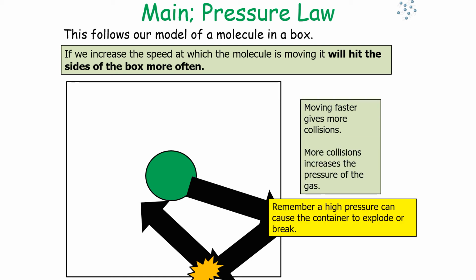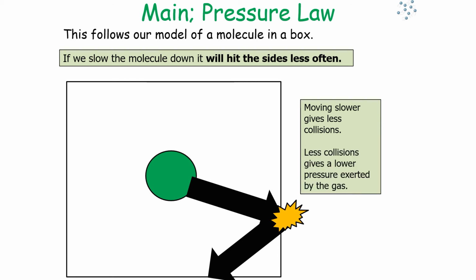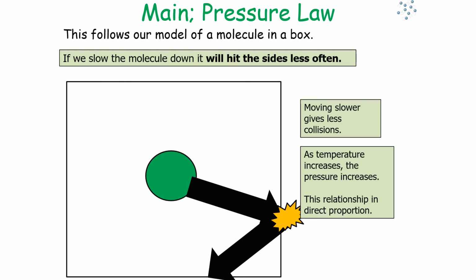Now once again, remember, high pressure can cause the container to explode or break. So if you slow the molecules down, you decrease the temperature, the particles will hit the sides less often. So moving slower gives less collisions. Less collisions gives a lower pressure exerted by the gas. So this tells us as temperature increases, pressure increases. As pressure decreases, temperature decreases. So we have a relationship in direct proportion.